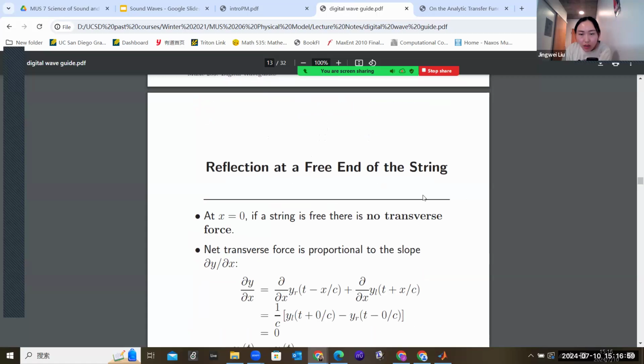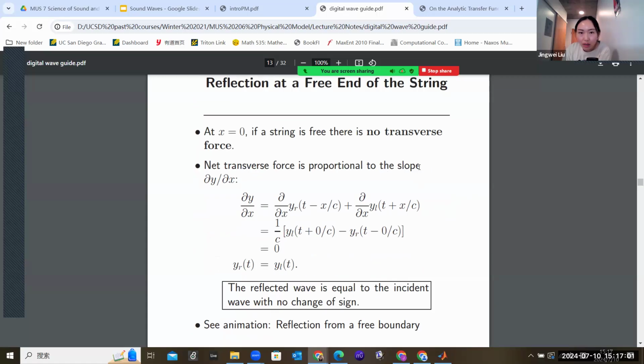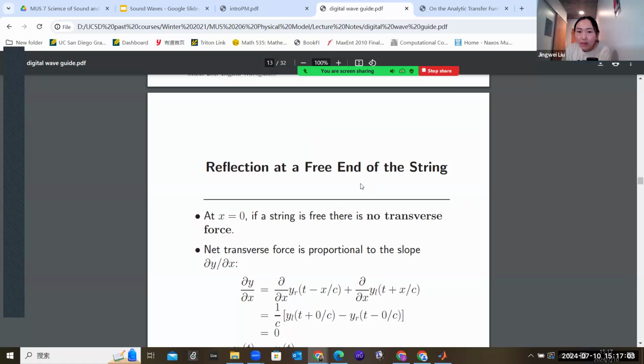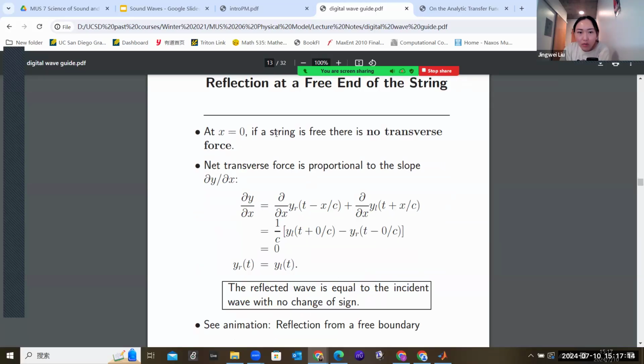Then what about the free end of the string? Why is the free end modeled by the cosine, and why at the free end does the amplitude reach the maximum? Actually, at x equals 0, if a string is free, there's no transverse force.